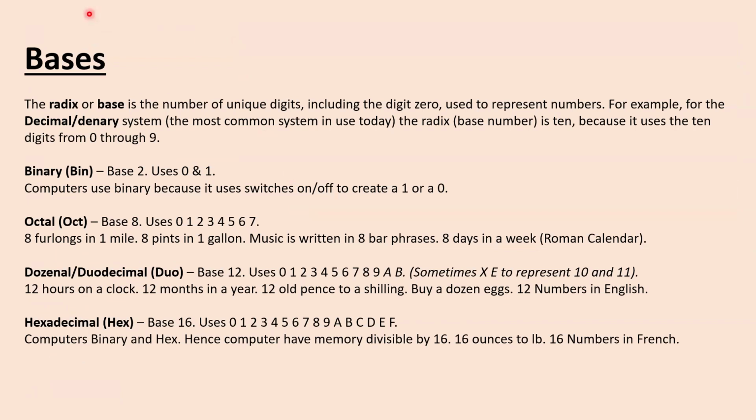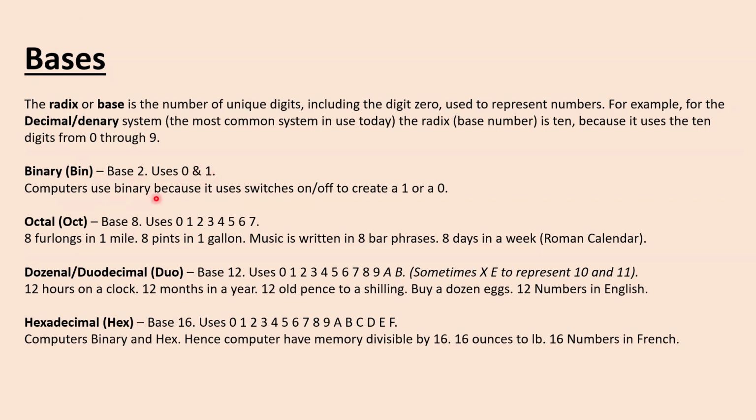So now the difficult part, bases. The radix or base is the number of unique digits, including the digit 0, used to represent numbers. For example, for the decimal or denary system, the most common system in use today, the radix base number is 10 because it uses the 10 digits from 0 through to 9. Binary, base 2, uses 0 and 1. It does not use 2, 3, 4, any other number. It only uses these two numbers.